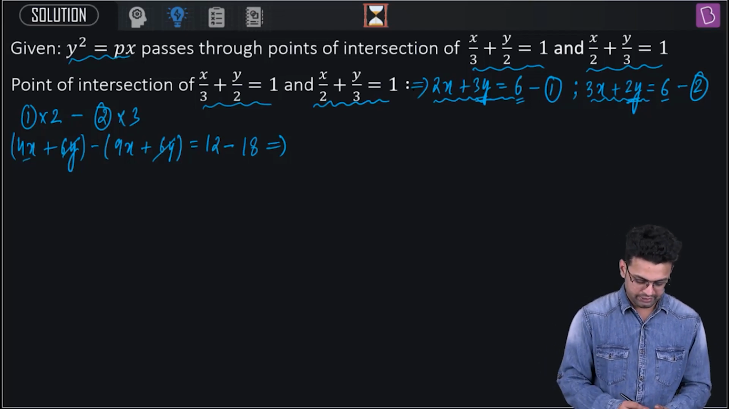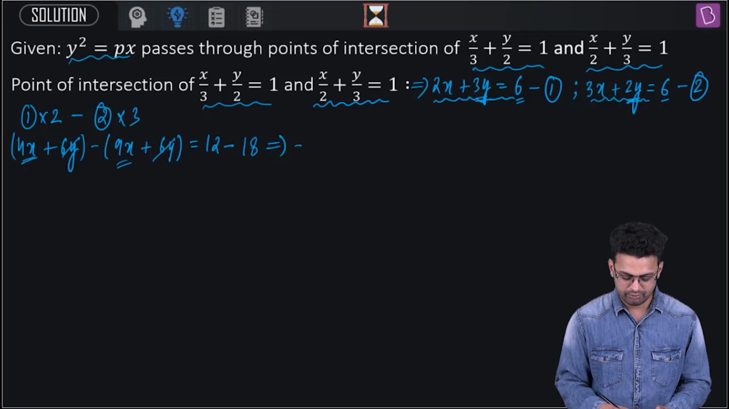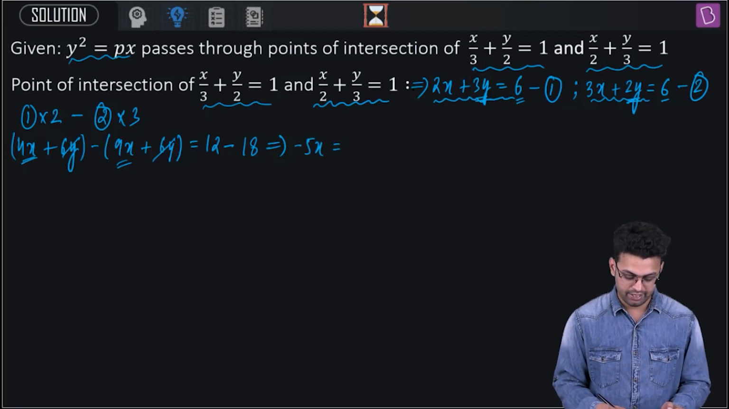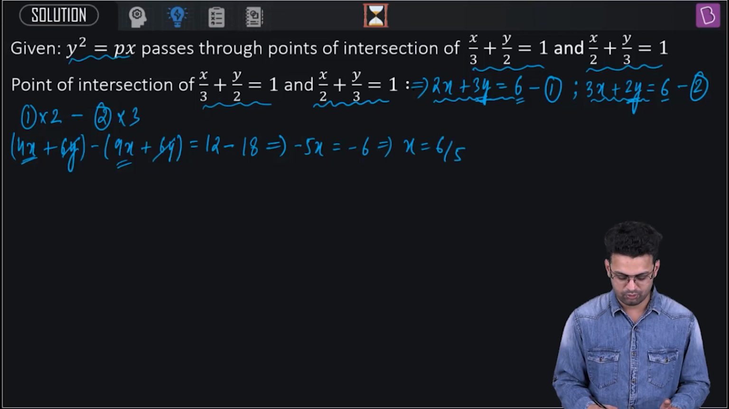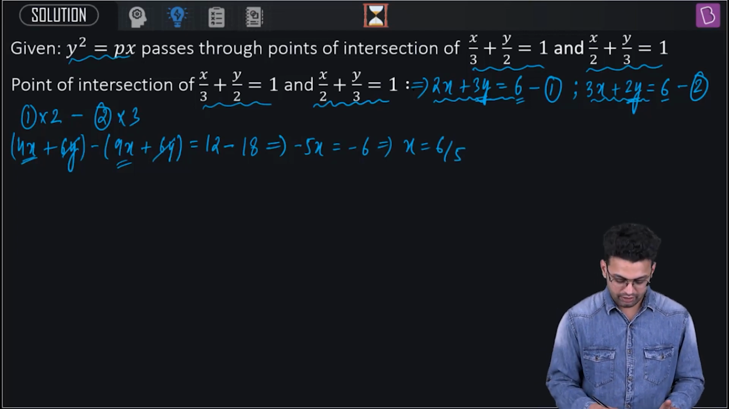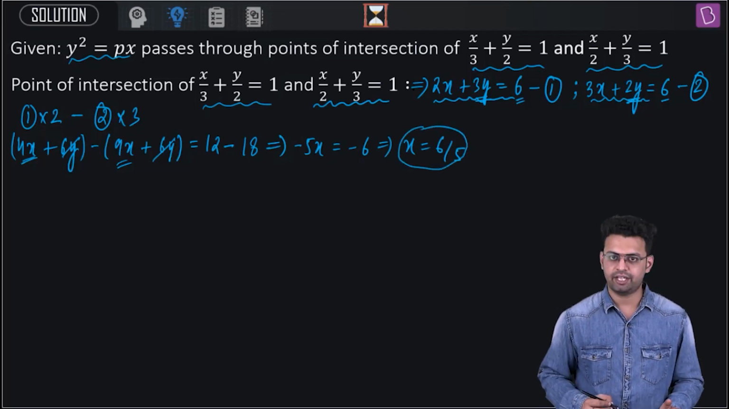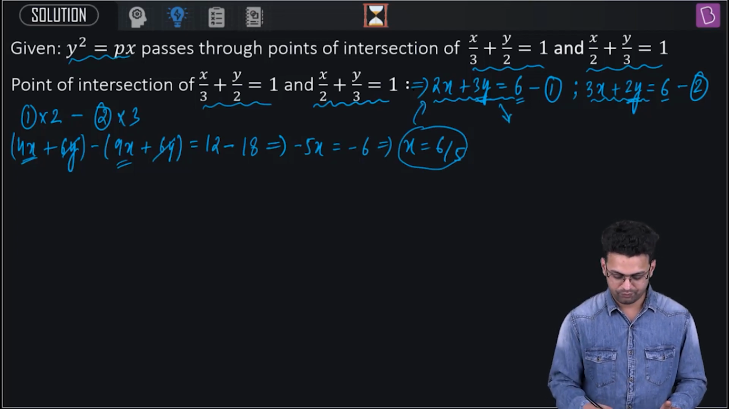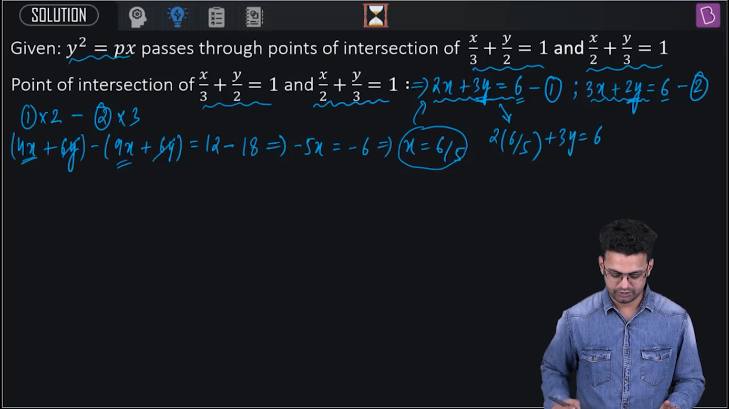Okay, 4x minus 9x will become minus 5x, and on the right-hand side I have minus 6. So this gives me x is equal to 6 upon 5. Correct? Now x is equal to 6 upon 5. This value I'm putting in equation 1. What will I get? 2 into 6 upon 5 plus 3y is equal to 6.